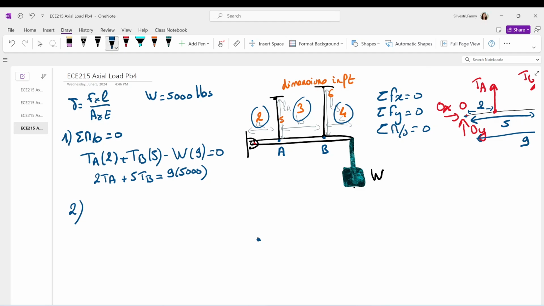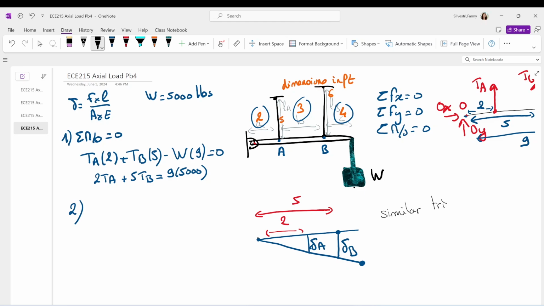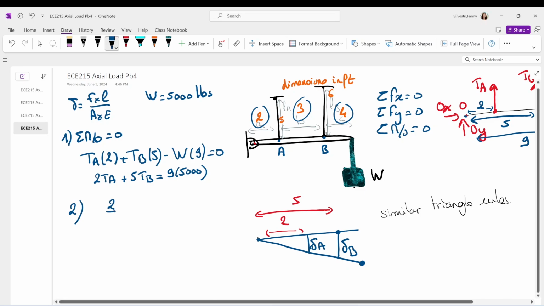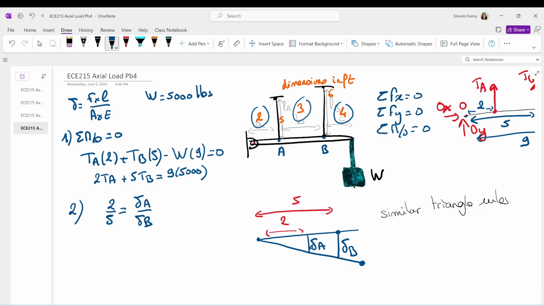So we were like this, and now it's getting down like this. This distance is delta A. This distance is delta B. And we have another delta, but we don't care too much about that. We have the distance from there to there equal 2, and from there to there equal 5. With the similar triangle rule, we can write that 2 divided by 5 equals delta A divided by delta B, because delta A and delta B are parallel. Remember that one? So we can write that 2 delta B equals 5 delta A.